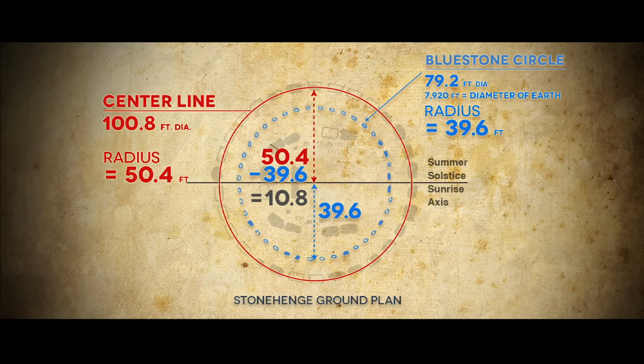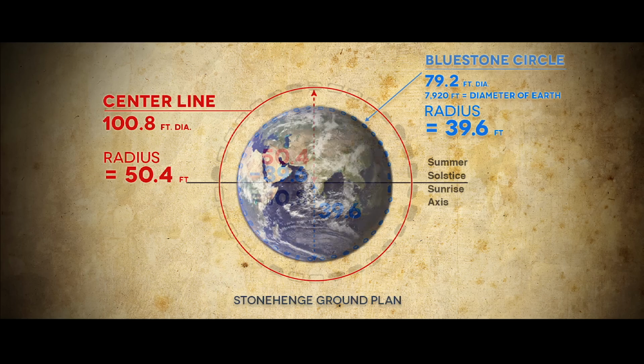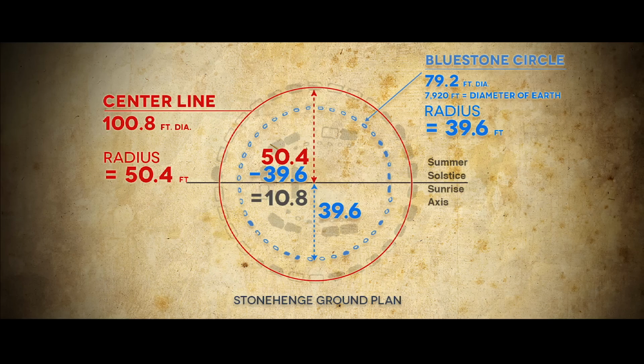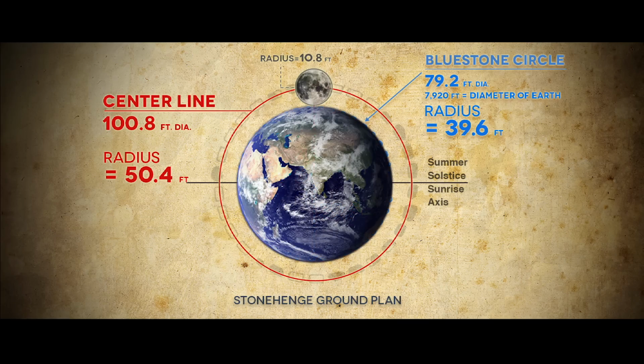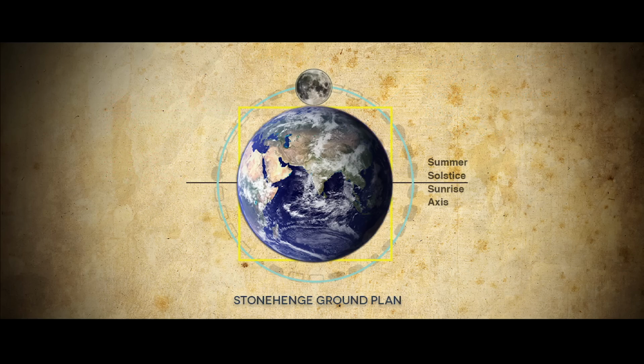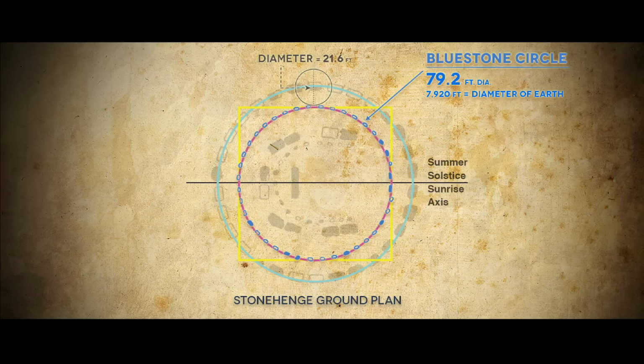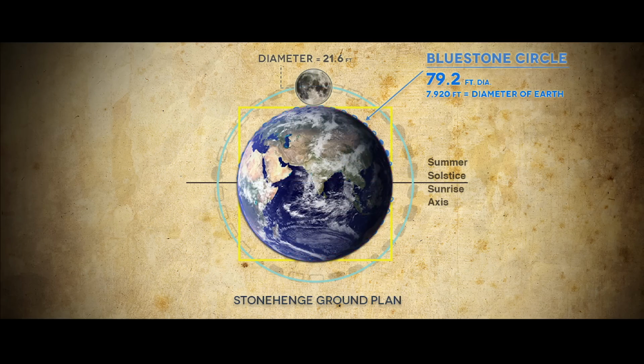Well, remember, the moon has a radius of 1,080 miles. So what you have here is that if you then use this as the diameter of the Earth, this then is the radius of the Earth, then this is the radius of the moon. So you draw a circle on this, and you draw this circle, and now you have the Earth-Moon proportions exactly laid out. So that's what you see here in this squaring of the circle exercise that provides us with the ground plan of Stonehenge. We find that this circle is 79.2 feet, and this circle is 21.6 feet in diameter. So it relates exactly as the Earth-Moon.